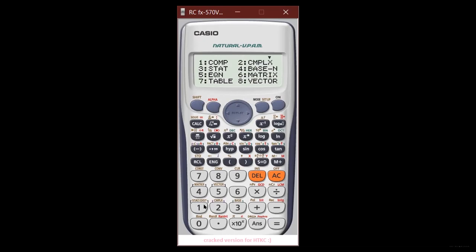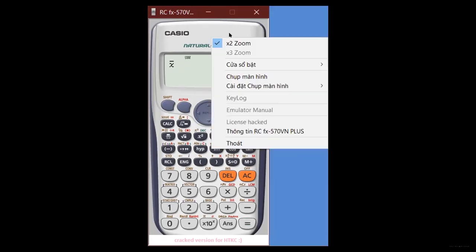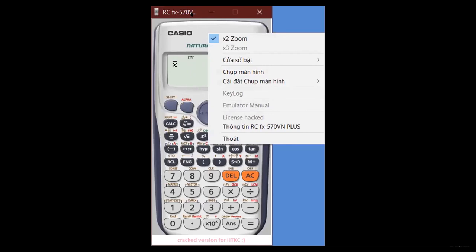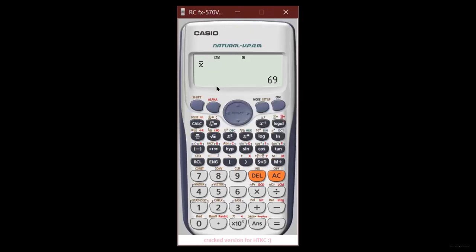If you go to shift 1, and then 4, and you have to find X bar, that is 2, right? So that is 69. You can calculate this with the help of the calculator itself. Now you know the variance.